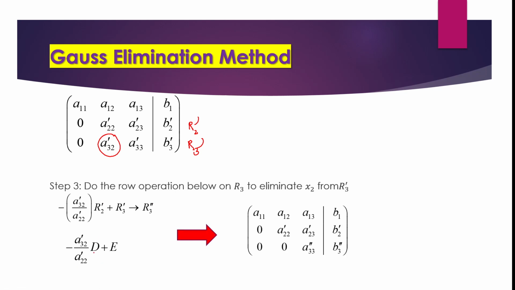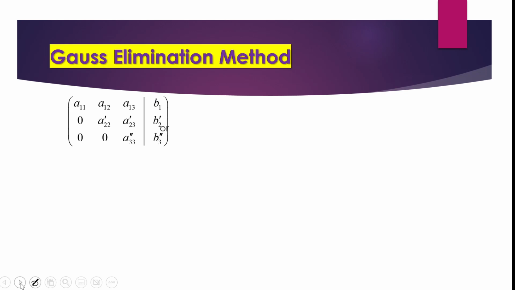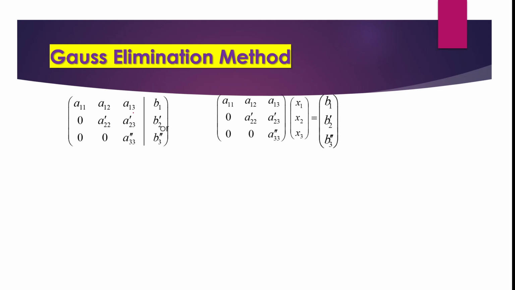If you do it on the calculator, row 2 prime we use the symbol D, and row 3 prime we use the symbol E. So after step 3, we get the upper triangular matrix. Then we can use the backward substitution technique to obtain the solution for x1, x2, x3. In this form, your matrix A x equals B. Then you use backward substitution, starting from the last row. So A33 double prime multiply x3 equals B3 double prime. Then you can obtain x3.